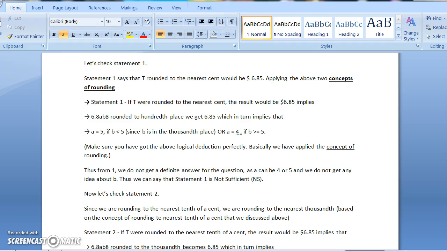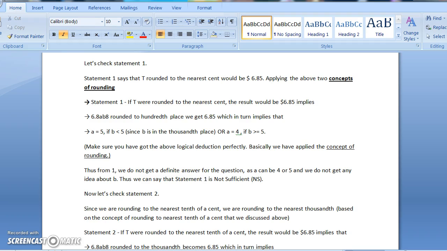So here it's a very important step, and make sure that you understood and you applied the concept properly and you got its application. Basically what we have done is we've just applied the above two concepts, rounding to the thousandth and hundredth, and rounding to the cents and rounding to the nearest cent.